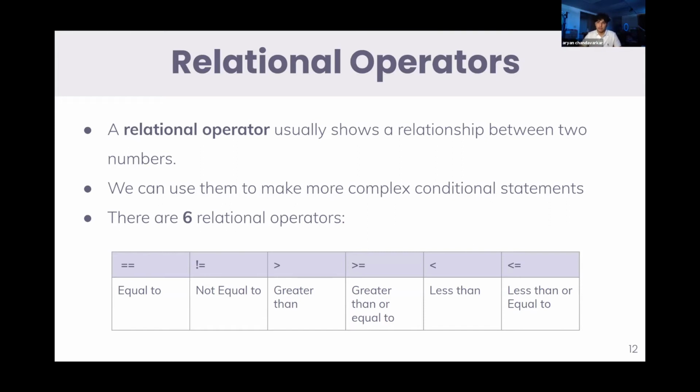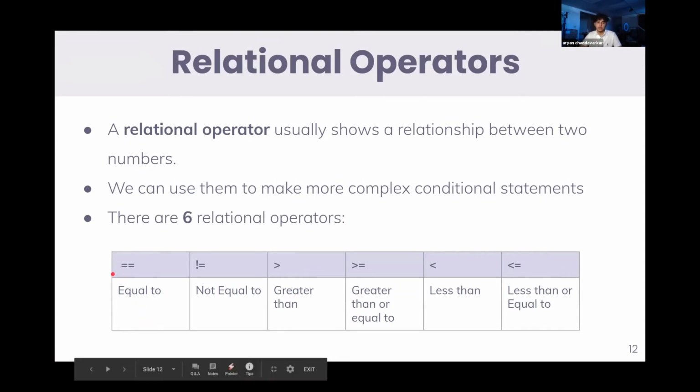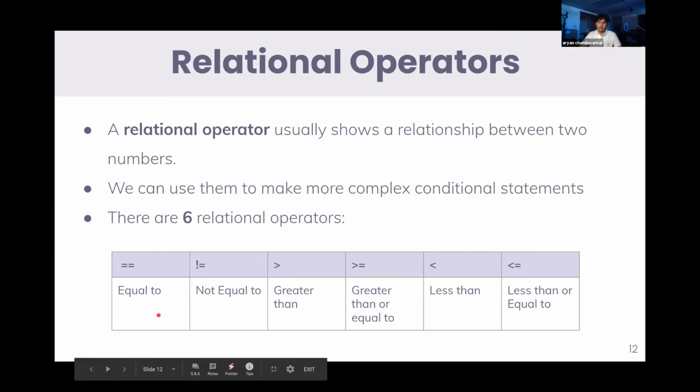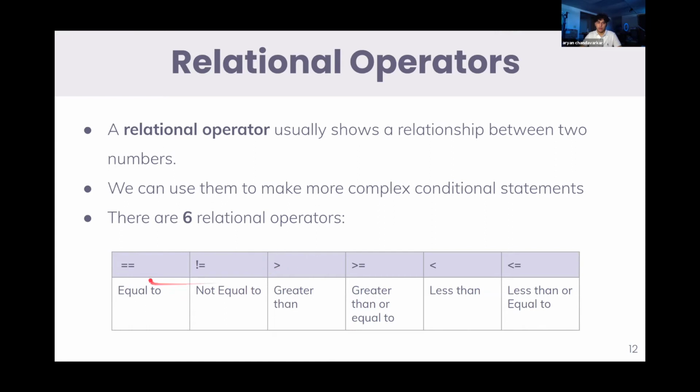There are 6 main types of relational operators, and you may have used them in your day-to-day life. They are equal to, not equal to, greater than, greater than or equal to, less than, and less than or equal to. Now notice that the equal to symbol has 2 equal signs, and the not equal to symbol has an exclamation point. In Java, a computer sets a value by using only one equal sign, and it checks a value by using 2. So 2 equal signs is Java's way of saying, oh, I have to check. And the exclamation point, which we'll cover later, just means not in Java.